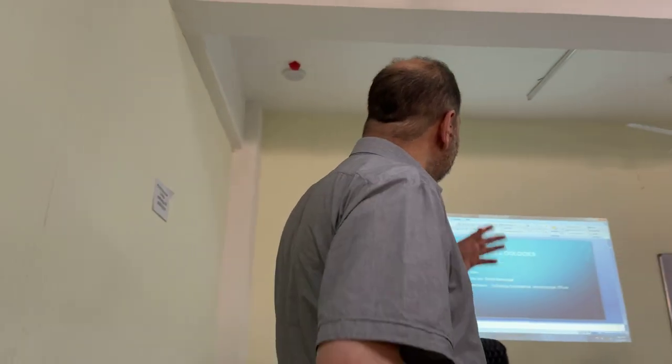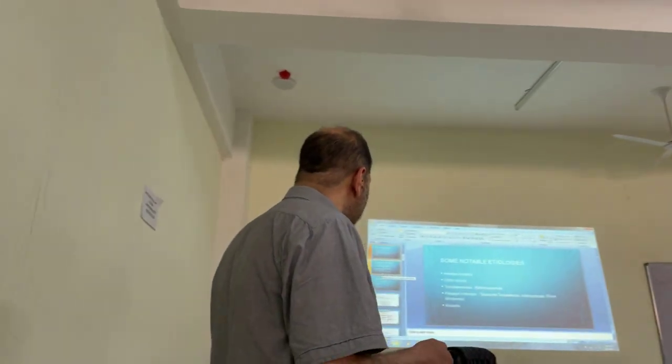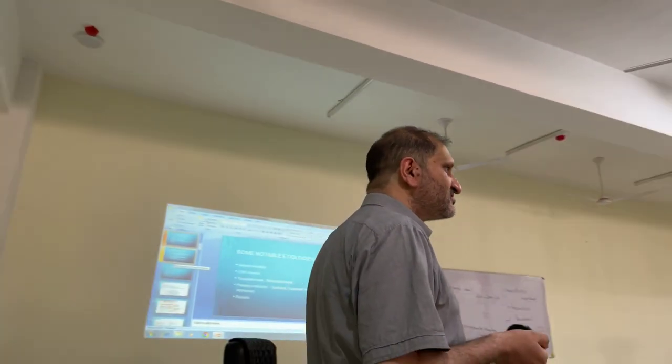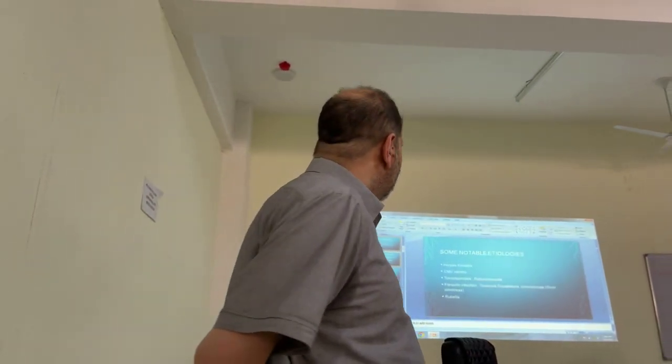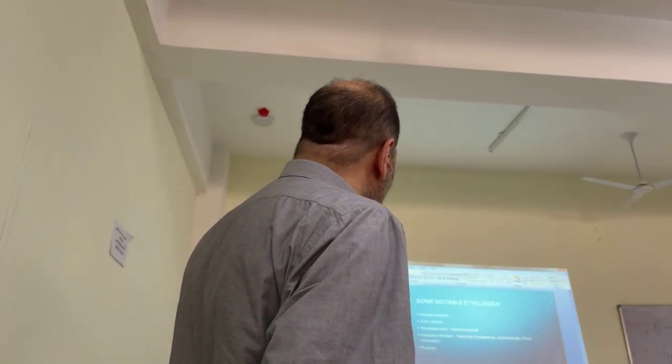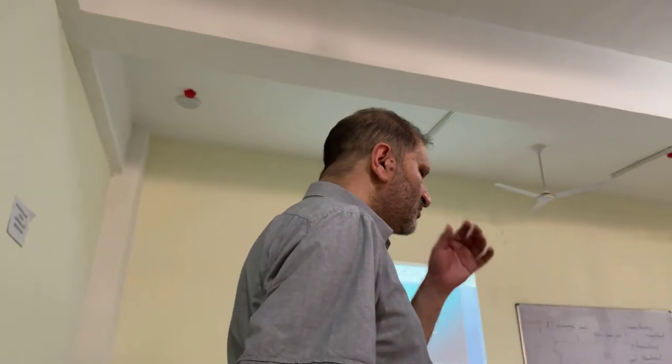Some etiologies: herpes keratitis can cause uveitis also. CMV retinitis. What is CMV? Cytomegalovirus. It happens in AIDS patients. Then toxoplasmosis is one more type of parasitic infection. What is the organism in toxoplasmosis? Yes, Toxoplasma gondii. It is from cats and other things and can present as posterior uveitis.